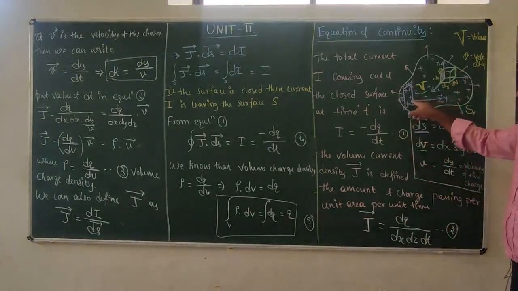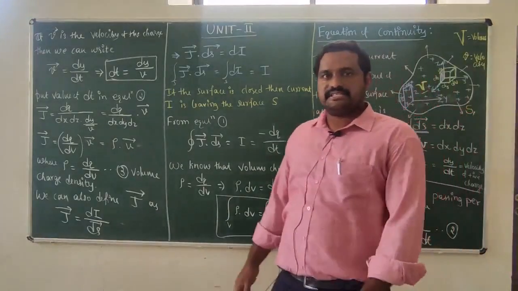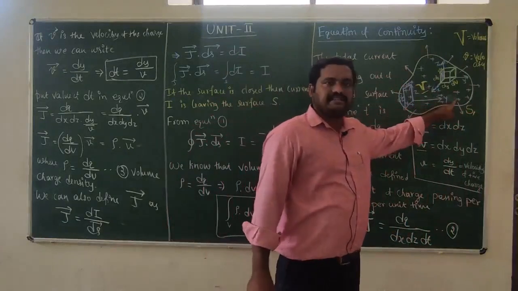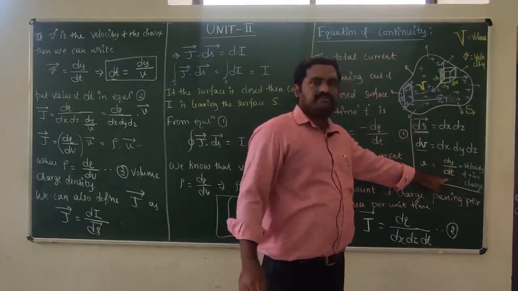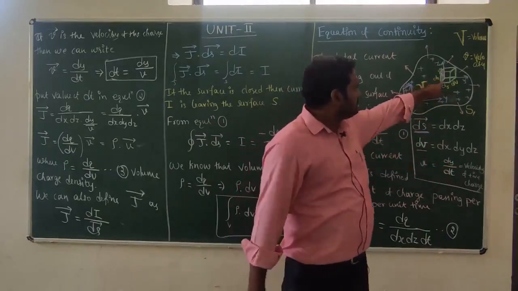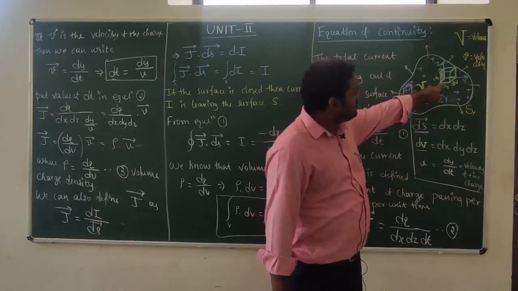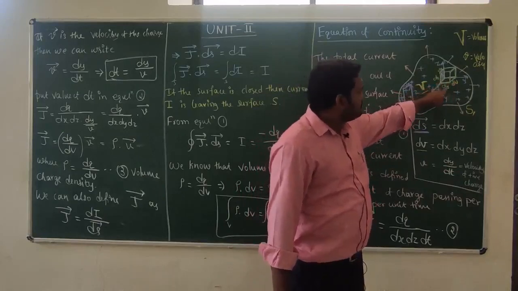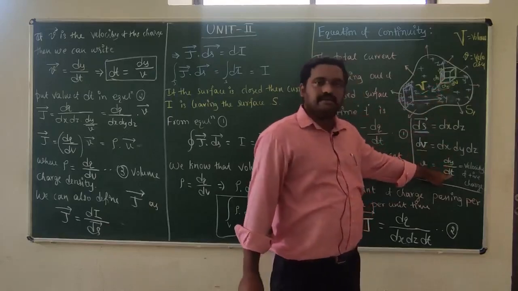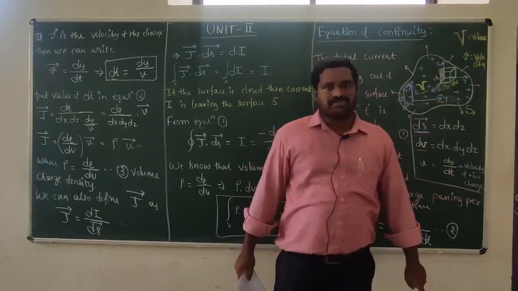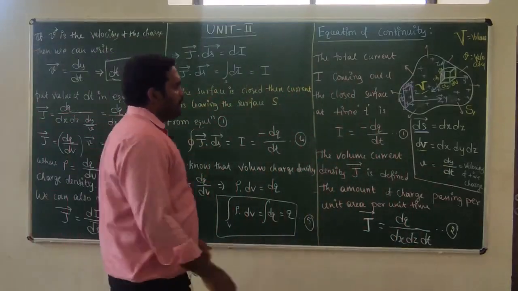And one more thing: these charges are moving, right? That means they have a certain amount of velocity. These charges are moving along the y direction, which means they have a certain velocity. That velocity is equal to dy by dt. Velocity is displacement by time. So we are considering this dV, this particular parallelepiped. The charges are moving along the y direction, so the displacement will be dy. Displacement divided by time gives you velocity. With this basic information, now we will see the expression.